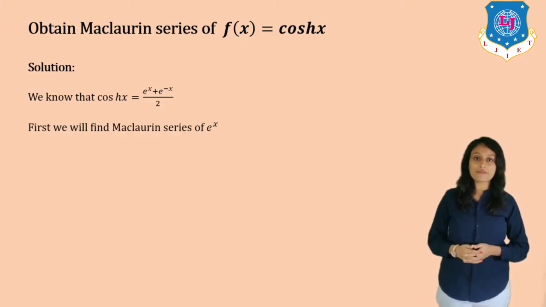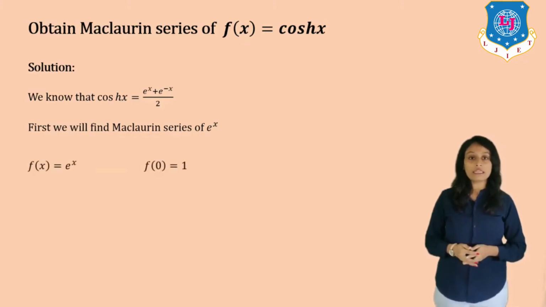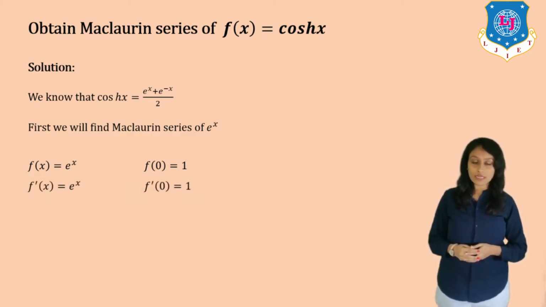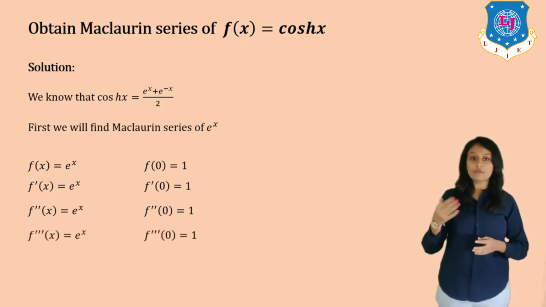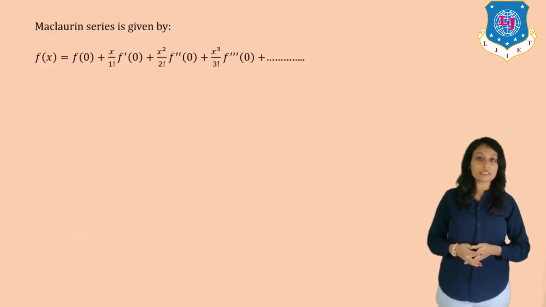So firstly let's find the Maclaurin series of e raised to x. Now the function f(x) is what? e raised to x. Again Maclaurin series is asked, so we have to find at 0, right? So f(0) will be 1. Next its derivative, f dash x, that is e raised to x. So again its value at 0 is 1. Next f double dash x, again e raised to x, value again 1. Similarly we have third derivative. Now we'll find its Maclaurin series. So the formula for Maclaurin series is what?